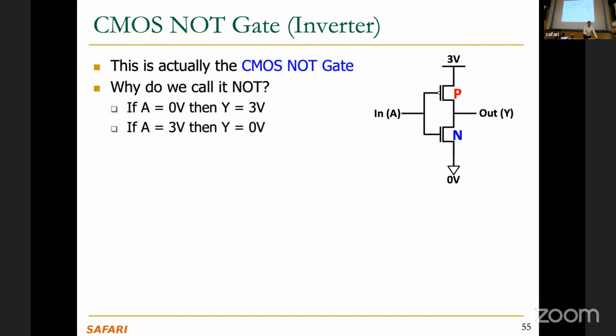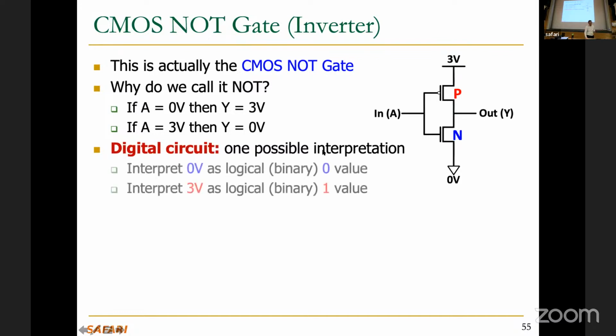Why do we call it NOT? I think I already explained this. Digitally, it inverts the input. So one possible interpretation is you can interpret 0 volts as a logical or binary value of 0 and interpret 3 volts as a logical binary value of 1. So you can encode these voltages: 0 volts means 0 and 3 volts means 1 logically.